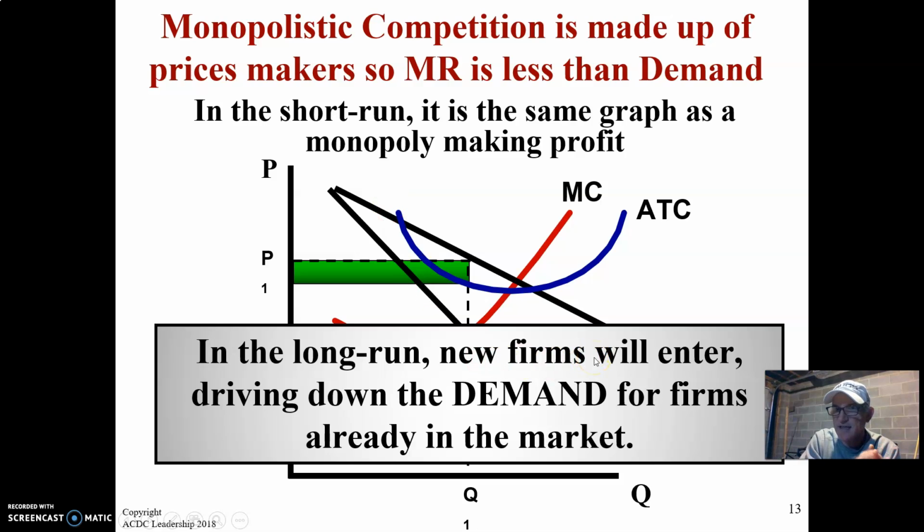So it looks like a monopoly from a standpoint of it shows a profit in the short run, but because it is in a competitive industry, monopolistic competition, it now takes on the characteristic of perfect competition, where firms will enter based on profit being seen in the market, and this is going to drive down the demand for firms already in the market, right? So in other words, I'm making a blueberry flavored cereal.